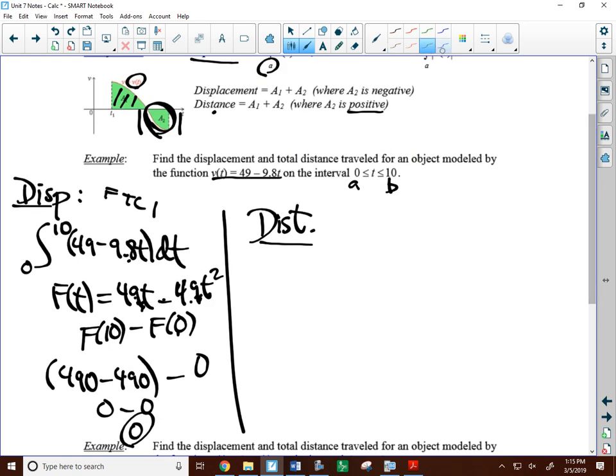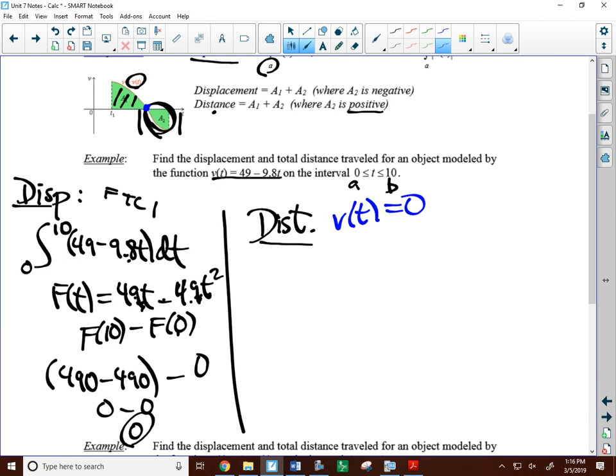We actually need to find where the velocity function is going below the x-axis. That's how we know it changes, and we're going to break it up into multiple integrals. So I need to find that. I need to find the x-intercept for v of t. So I'm going to set v of t equal to 0 to get the x-intercept. That's how I'll know where to break it up.